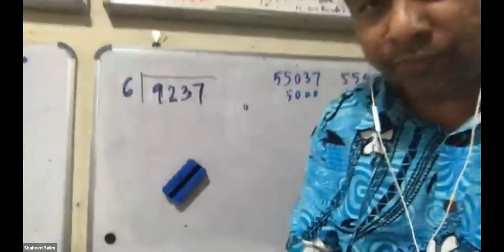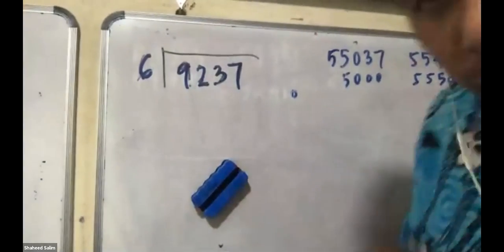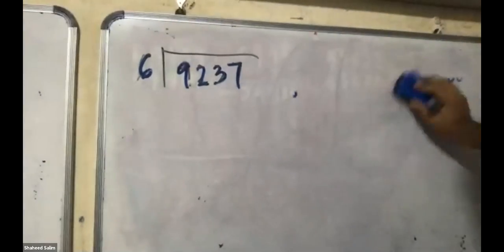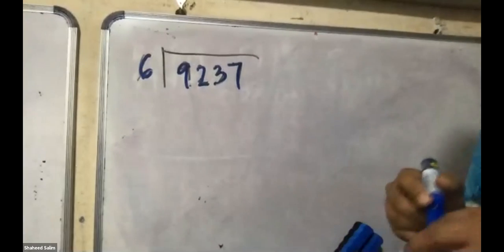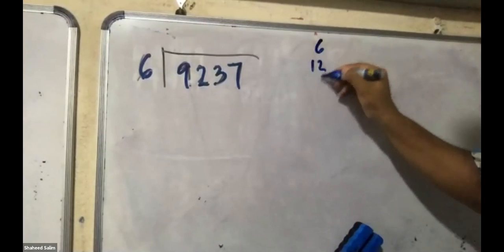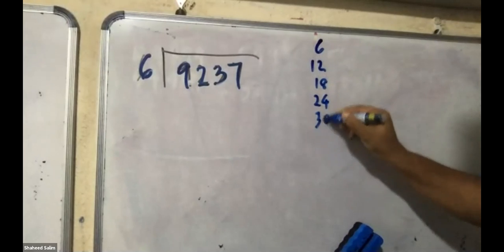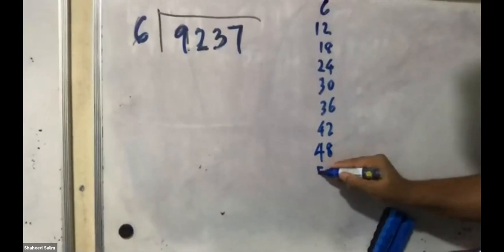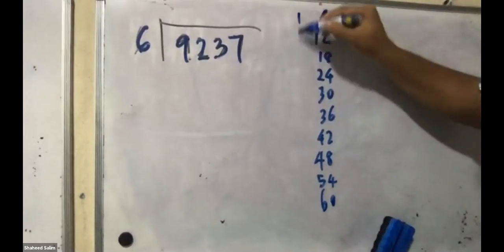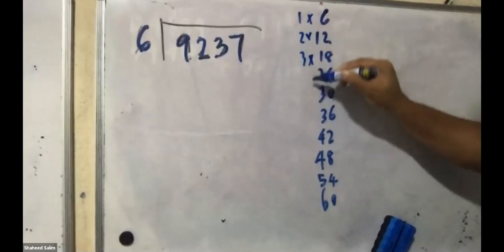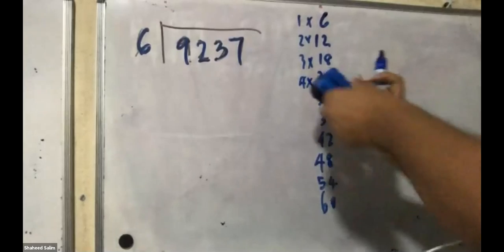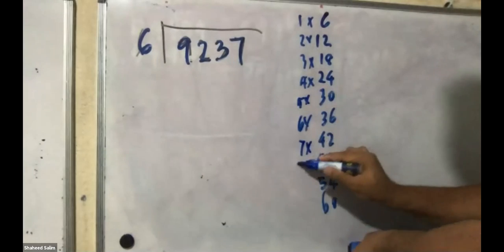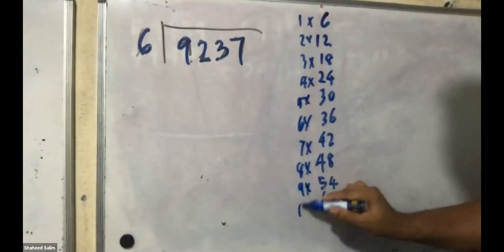We do step by step. If you get it wrong, it's okay. First, you need to know your 6 timetable. So I'm going to write down the 6 timetable for you here, because some of you, I think, are still weak in your timetable. 6, 12, 18, 24, 30, 36, 42, 48, 54, 60. This is 1 times 6, 2, 3, 4, 5 times 6, 6 times 6, 7 times 6, 8 times 6, 9 times 6, 10 times 6.